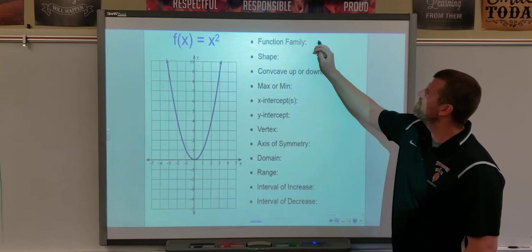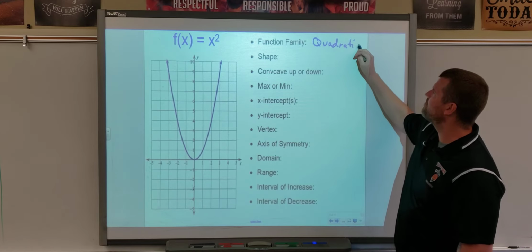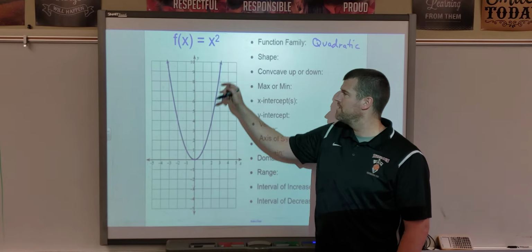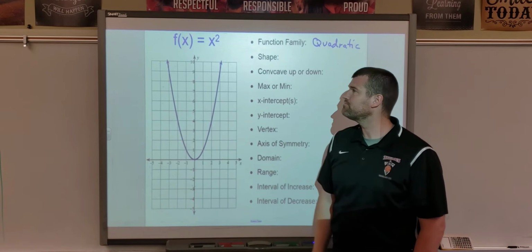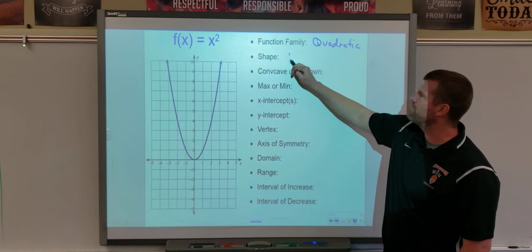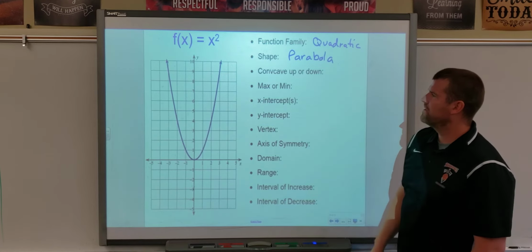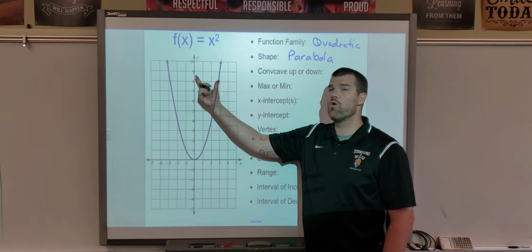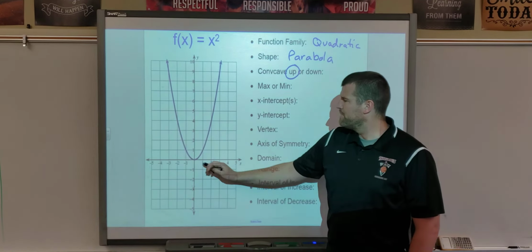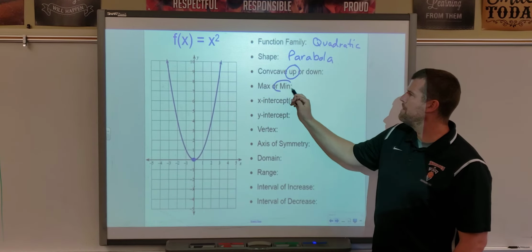Function family. We are dealing with the function family of quadratic. Right? How do we know it's quadratic? Well, 1, the equation has x squared as its largest exponent, and 2, it's a parabola. So speaking of parabola, the shape of this graph is called a parabola. Is it concave up or concave down? Well, it's opening up, so that is concave up. Because this point here is the lowest point on the graph, we have a minimum.